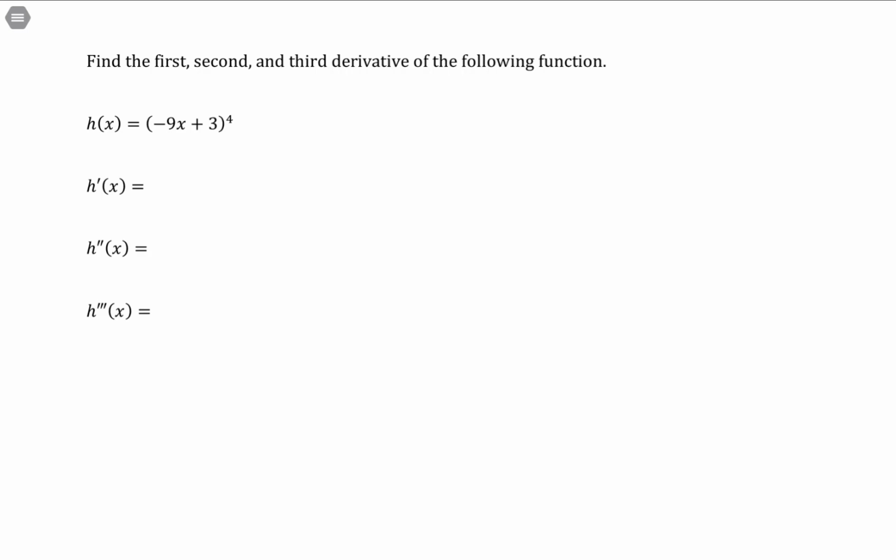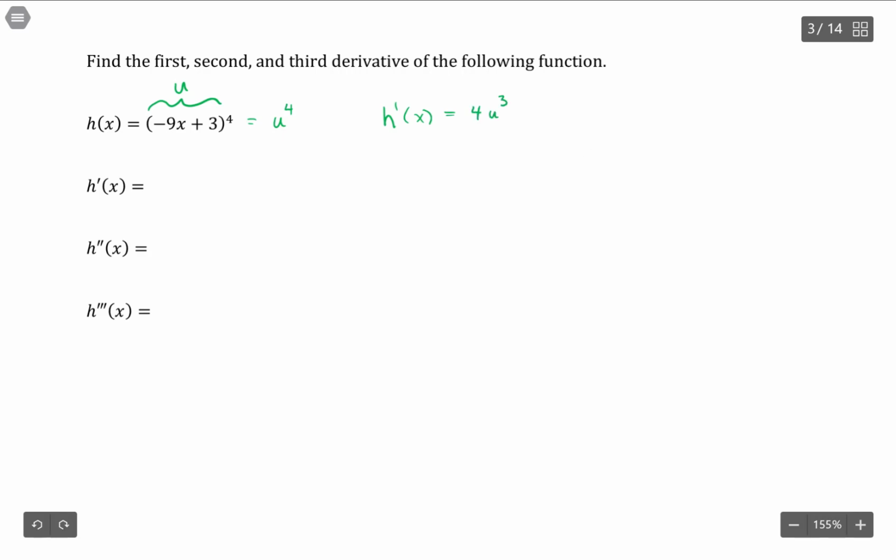So one thing that I notice is I have a function, which I'll call u. So I have an inner function, and that function is raised to an exponent. So I have an inner function and an outer function. The outer function is the fourth power. The inner function is u. So the derivative of h here is going to be the derivative of the outer function times the derivative of the inner function. And that's how we work through with the chain rule.